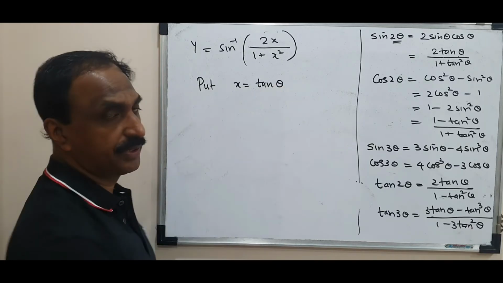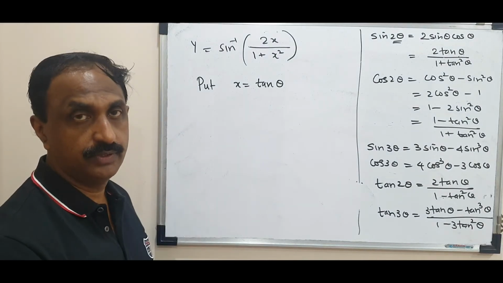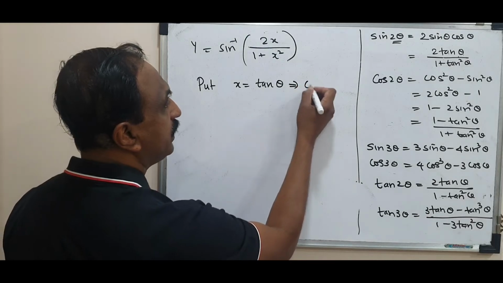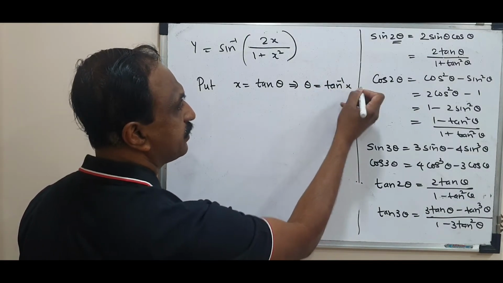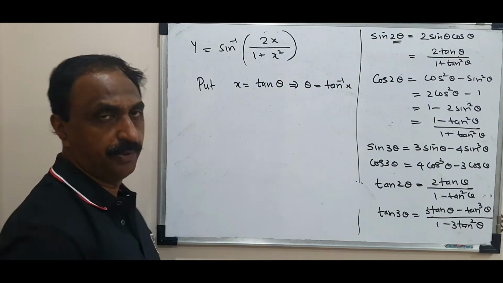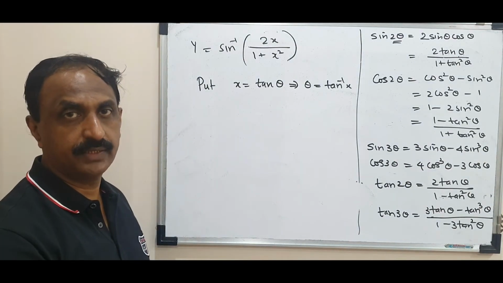Now I have put a new variable theta, but before derivative, I have to bring it back to x because I want to find dy by dx. So what I'll do is, theta is tan inverse of x. So in the last step, before derivative, I'll replace theta by tan inverse x.